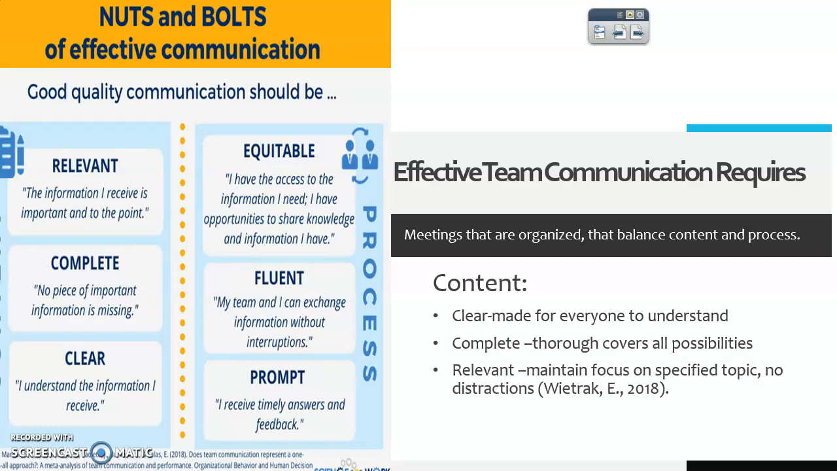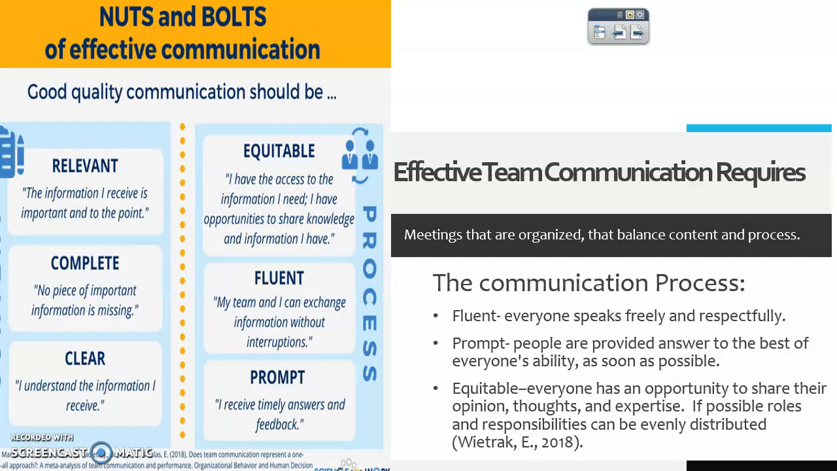That content needs to be clear, which means everyone can understand it. It needs to be complete, which means that it covers all possibilities, and it needs to be relevant. It means that it maintains the goal in mind and maintains focus throughout the meeting time, as well as avoids distractions. We also want a smooth process.